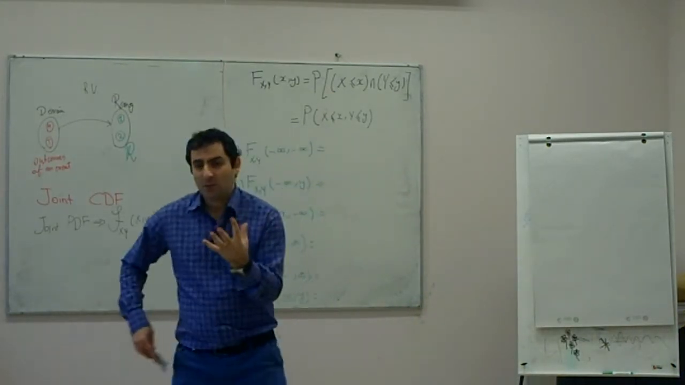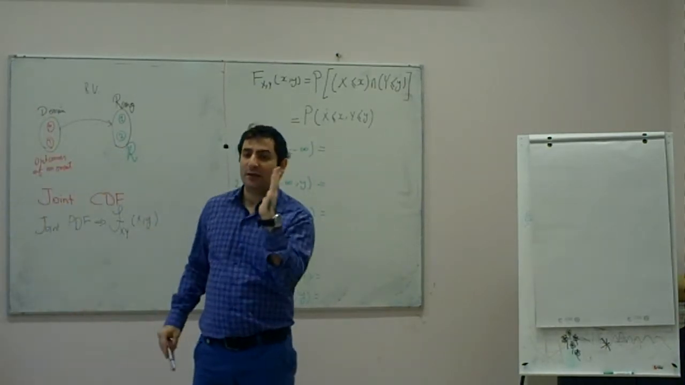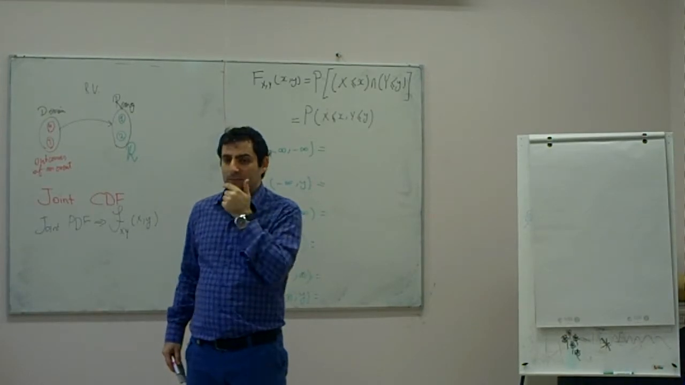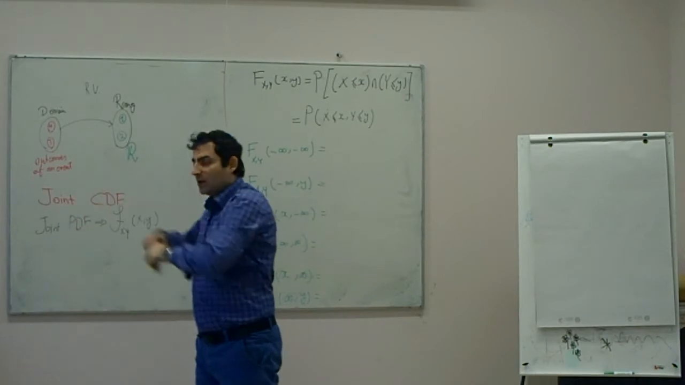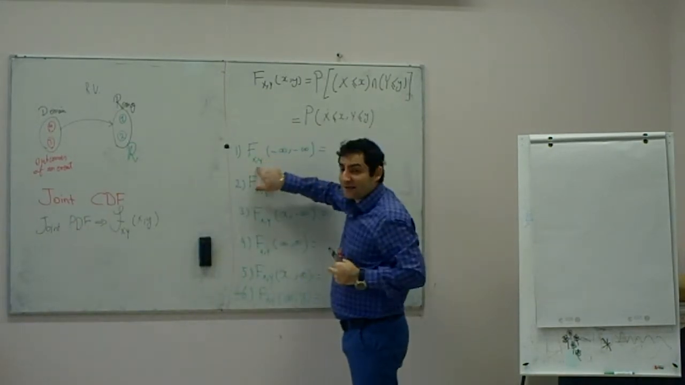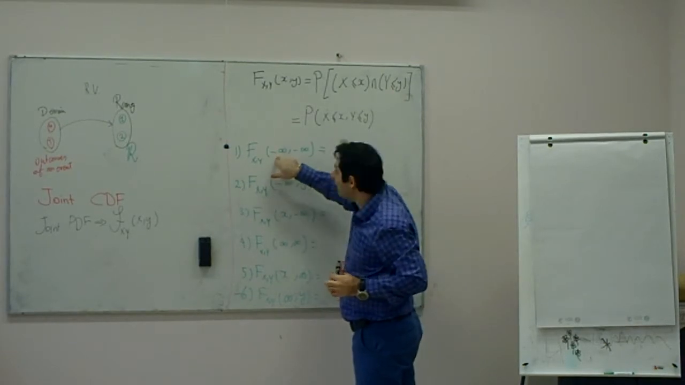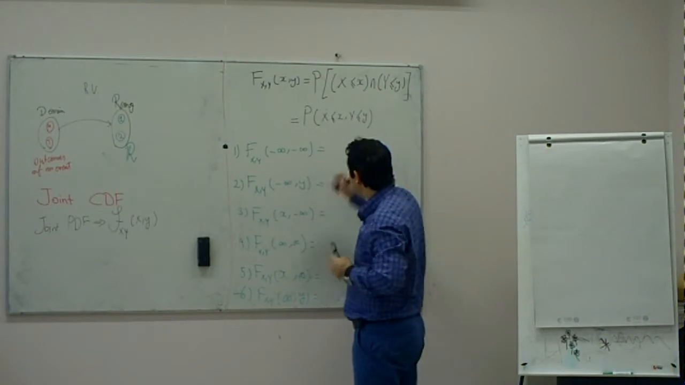What was the cumulative distribution function? It was the addition of the probability from minus infinity to a given point. What is the probability at minus infinity? 0. At minus infinity, we have nothing. So, let's define this. It means the probability of X less than minus infinity and Y less than minus infinity. What is it? 0.